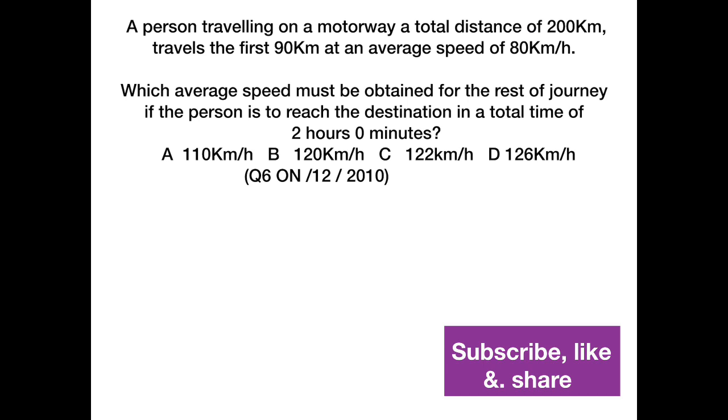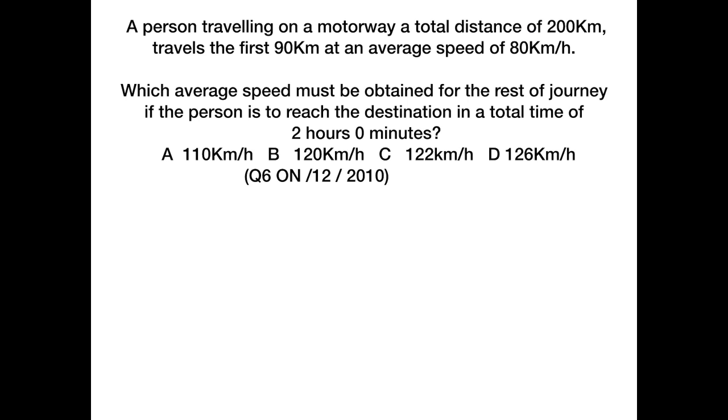Question number is 6. So the first thing to solve such sort of problems is to understand the situation, what kind of situation is actually given to us. As you can read, they say that the total journey for the person is about 200 kilometers. Out of 200 kilometers, the person is traveling a 90 kilometer distance at an average speed of 80 kilometers per hour. So that means we don't know how much time he took for the first 90 kilometer distance. Then they say, for the rest of the journey, what should be the average speed of the person.